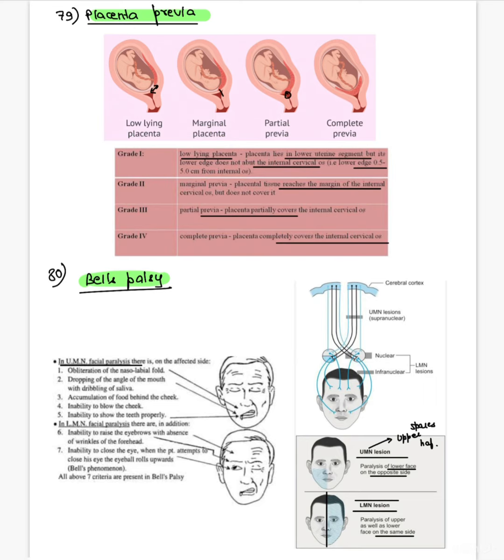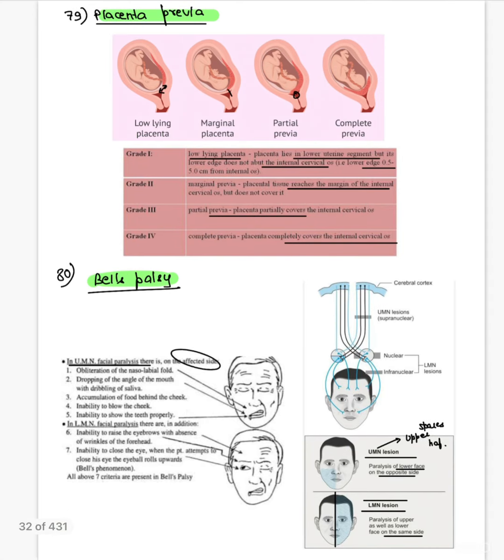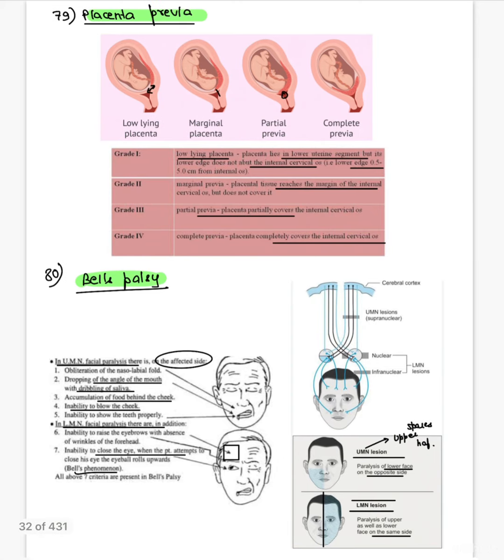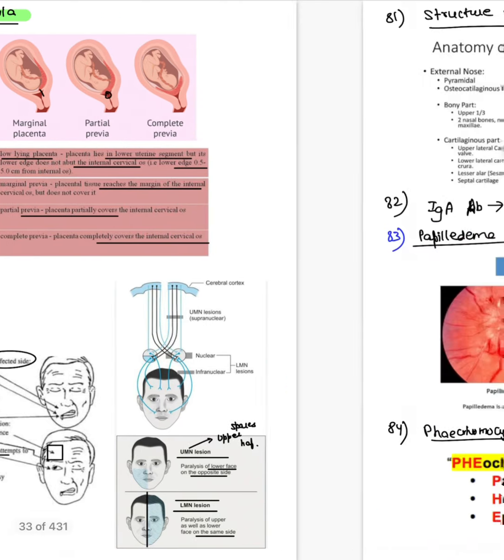Okay, in upper motor neuron facial paralysis, guys, on the affected side, what will you see? So this is the upper motor neuron. Okay, so you will have obliteration of the nasolabial fold, drooping of the angle of the mouth, with dribbling of saliva, accumulation of food within the cheek, all the features of basically facial nerve paralysis. In lower motor neuron palsy, also this part will be affected. So you see there is an absence of frowning here. Okay, then inability to close the eyes. When the patient closes, the eye rolls upward. That is known as Bell's phenomenon.